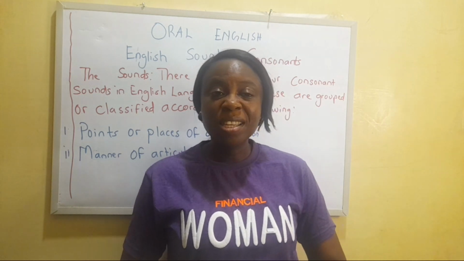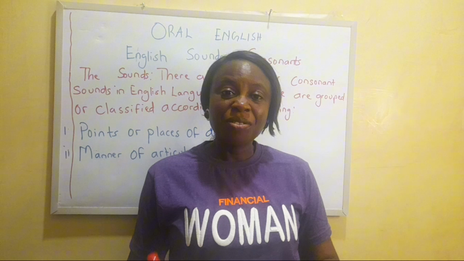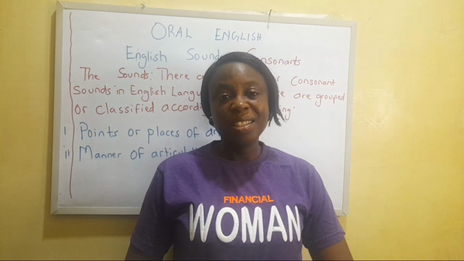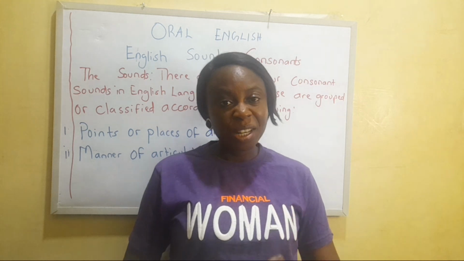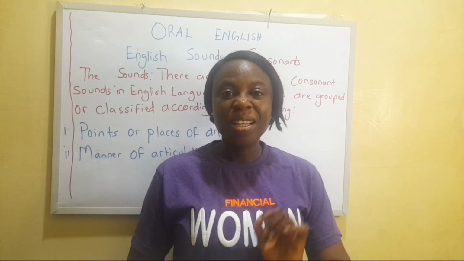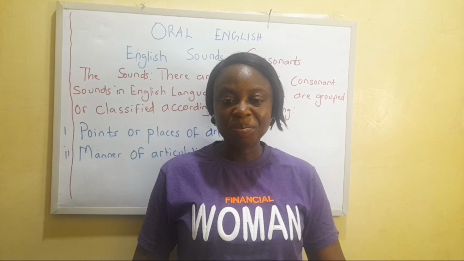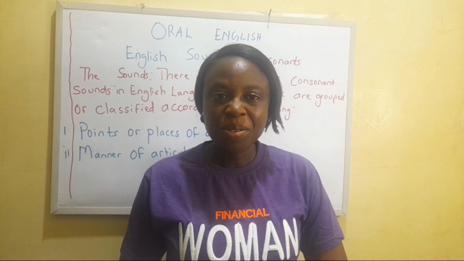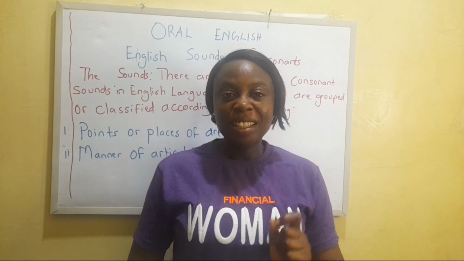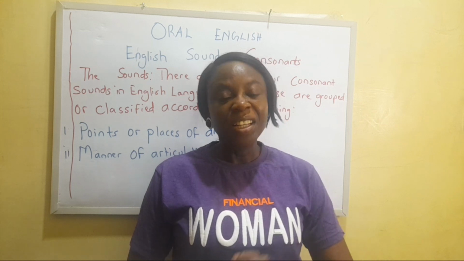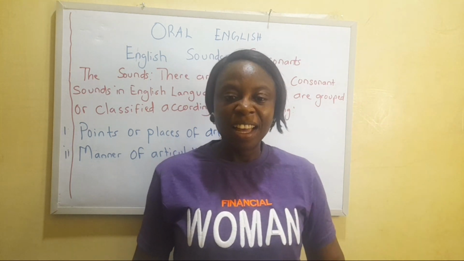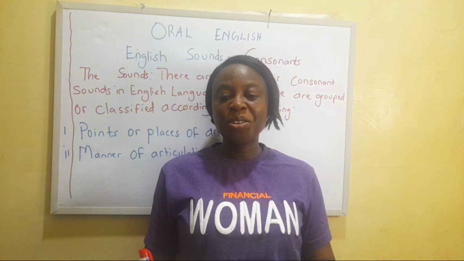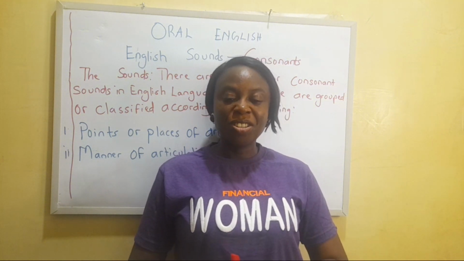In this video, one of the sounds will be considered, which is consonants. We have two basic sounds in the English language. The first is the consonant, and the second is the vowel sound. Today, we'll be considering consonant sounds. For the consonant sounds, we'll be considering the classification, the relationship between letters of the alphabet, and the sounds responsible for the realization or production of each.